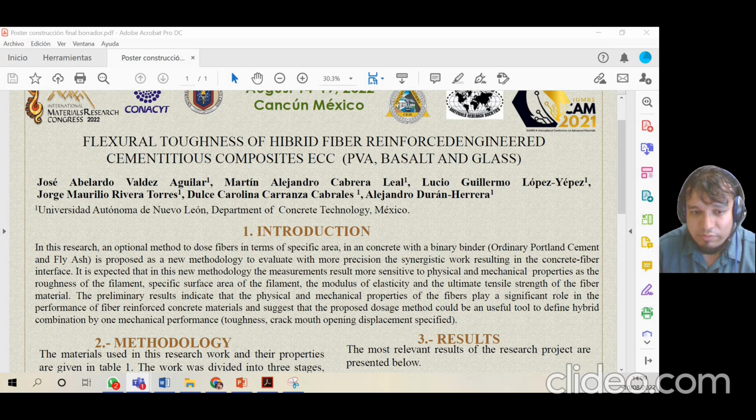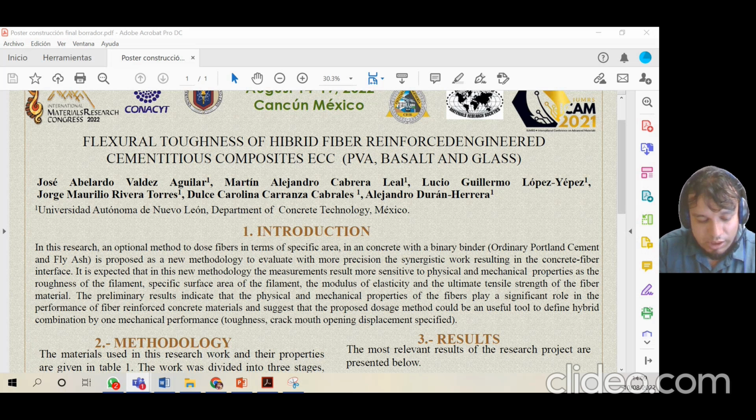But in this project, we propose another method to dose the fibers. That method is in terms of a specific area. And two, we use in this project a binary binder, ordinary Portland cement and fly ash. And this method is proposed as a new methodology to evaluate with more precision the synergistic work resulting in the concrete fiber interface.